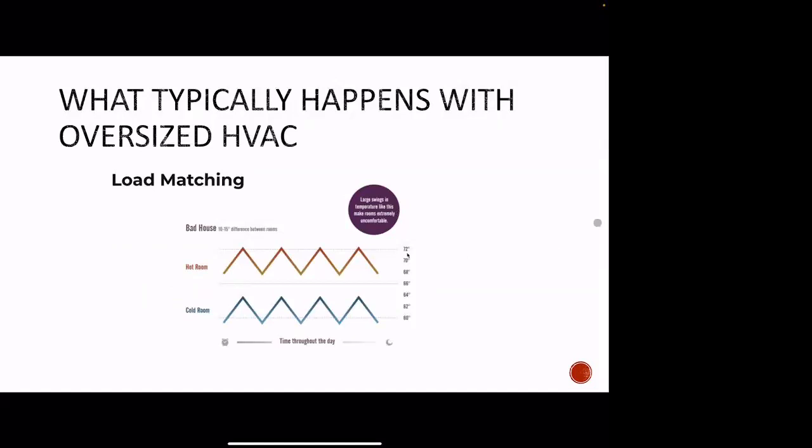So what typically happens with that oversized HVAC system? Well, we get big temperature variances. On this graph, it shows the heat runs, shuts off for a long period of time, starts to get cool or drafty, heat runs, shuts off. It continues that cycle throughout the day. Usually we get comfort complaints. Same thing in the summer months with cold rooms, or winter months with cold rooms. The same process is happening.